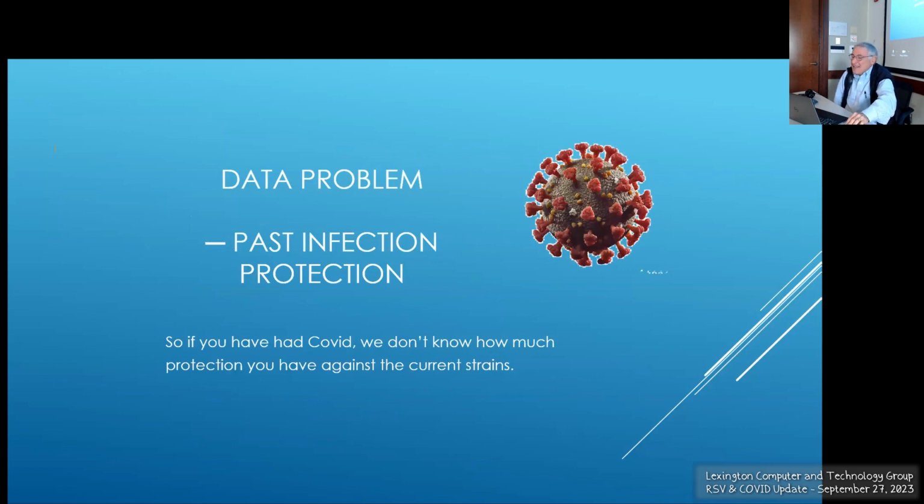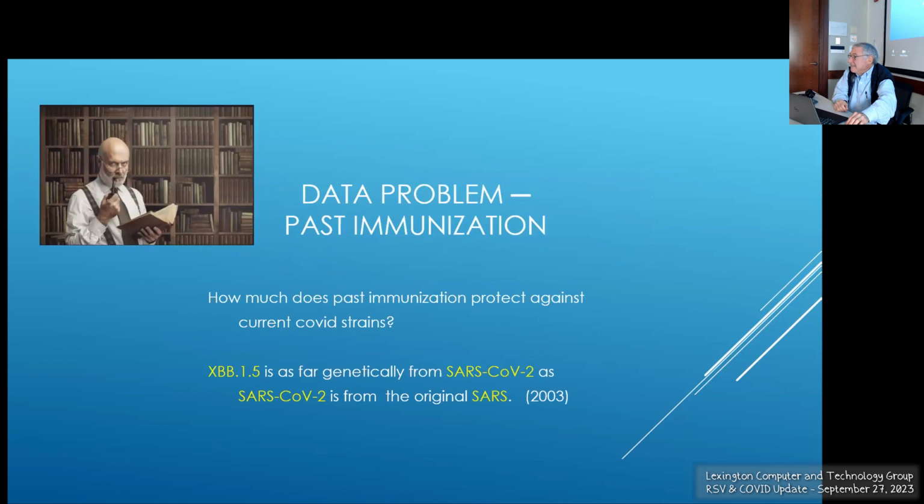So I think the next category is past infection protection. So if you've had COVID, we don't know how much protection you have against the current strains. Okay, we just don't know. But isn't the fact that people have gotten multiple COVID infections a sign that previous infection will preclude subsequent infection? Some of them. It precludes some of them. Well, it doesn't preclude infection, it precludes serious disease.